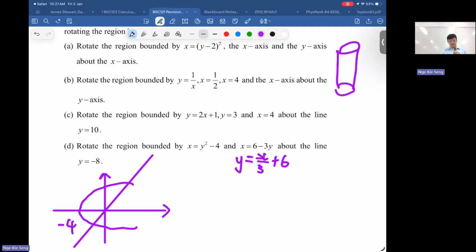Did I get the sign wrong? I think I got the sign wrong. No, right? Okay, I did. So you should get minus x over 3 plus 6. Then we change the other direction. So far correct or not? Yeah. No, sorry. This one needs to divide by 3, so I get 2.